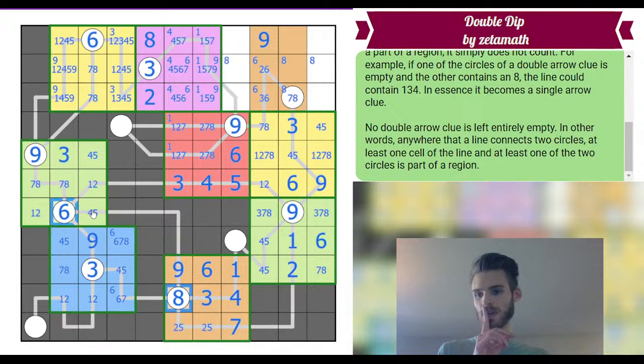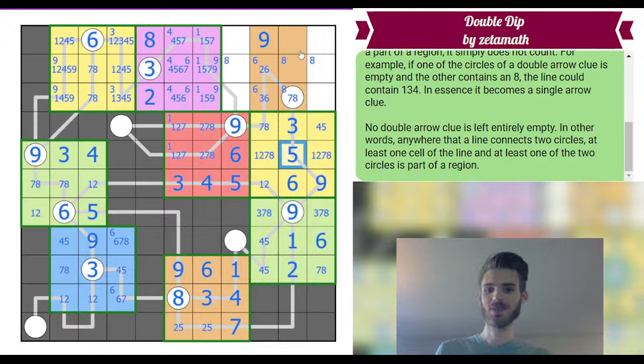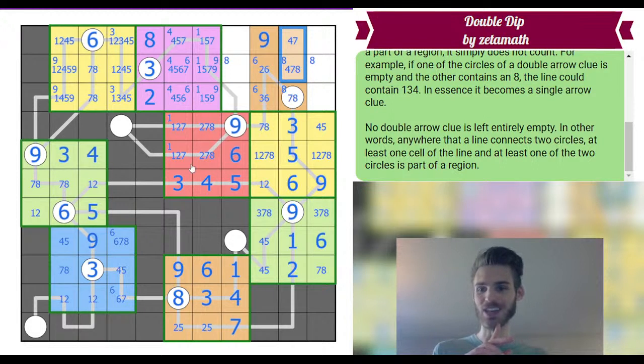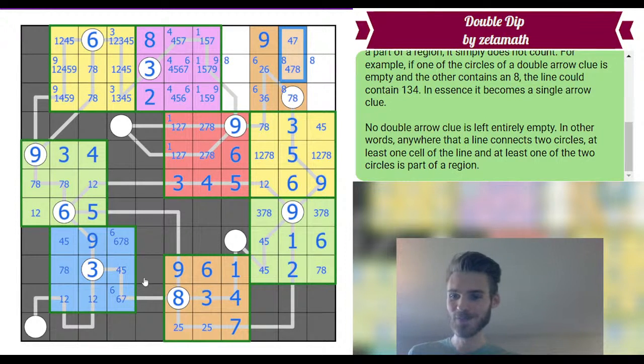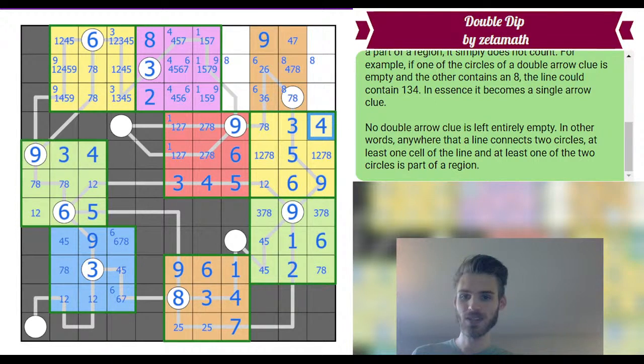Oh! Yes, you're right. This is a 5. Okay. Thank you for sparing me from my complete ignorance of the actual clues in the puzzle. So the fact that this is a 5 means that's a 4.